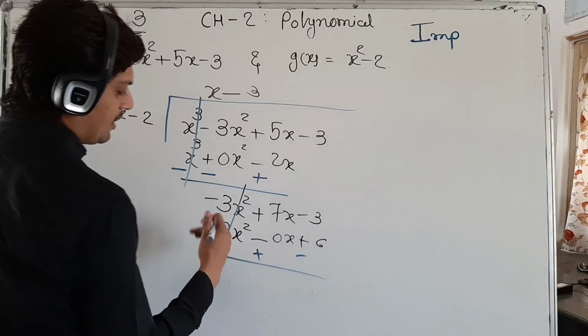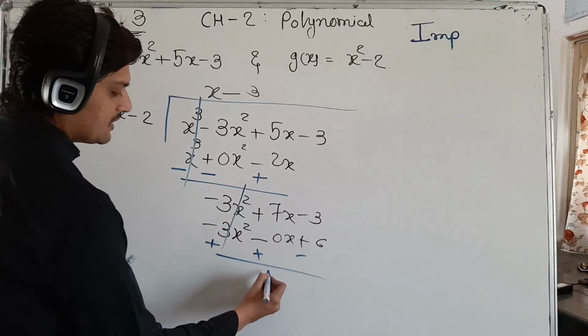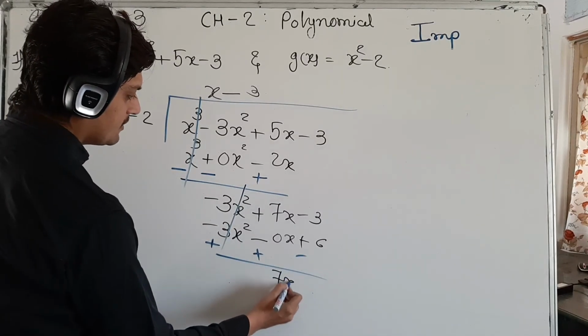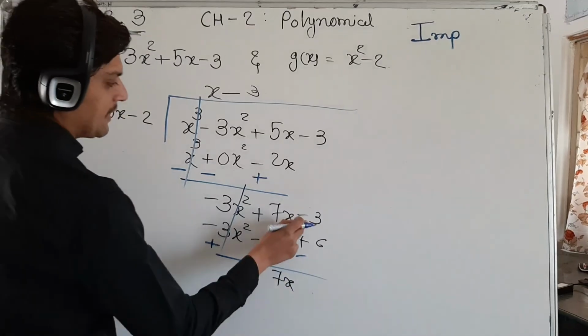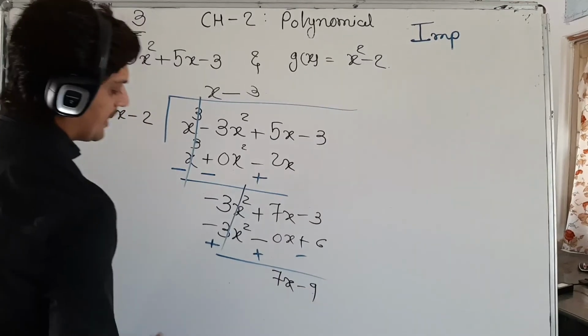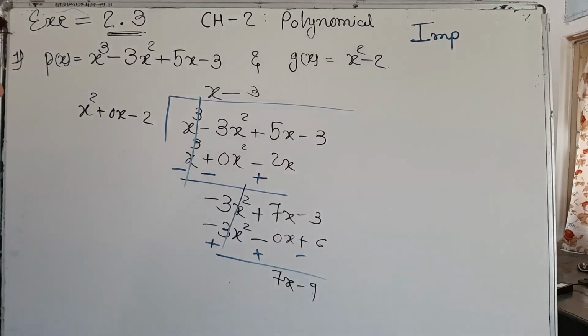7x, you add or remove 0x, nothing will change, so it will come 7x only. Okay, 7x minus 3 minus 6, it's minus 9. Now you people cannot divide.